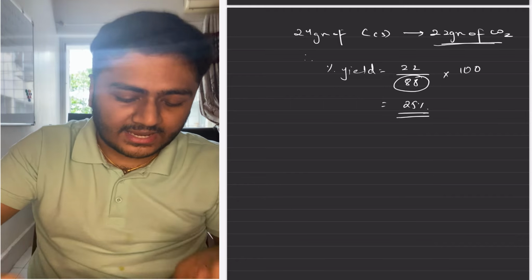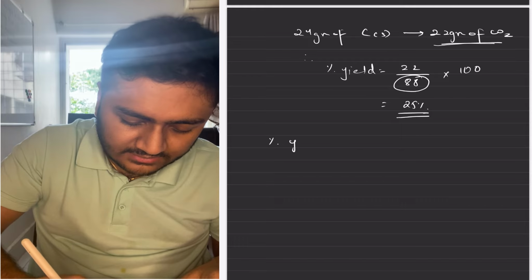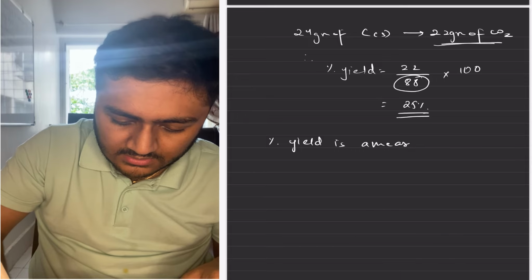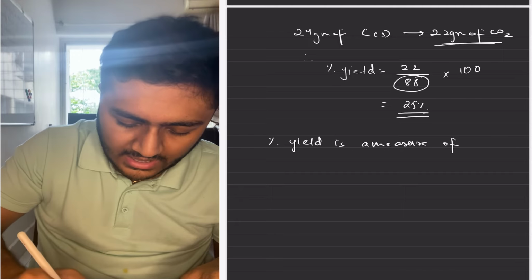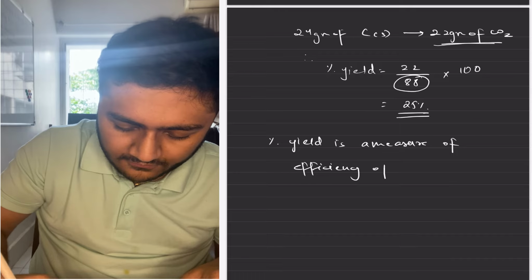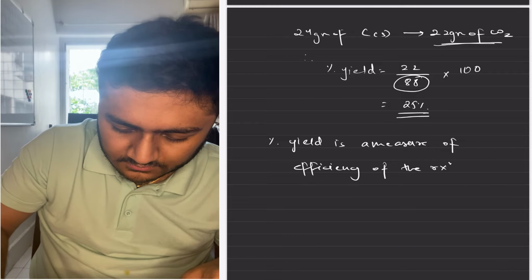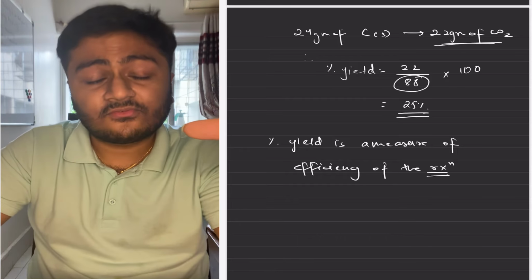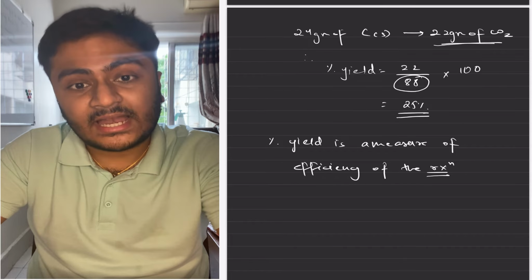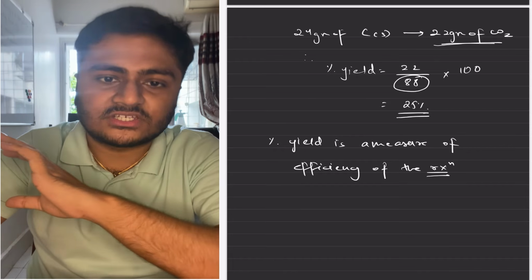So I can say that percentage yield is a measure of efficiency of the reaction. If the actual product was also 88 grams, it means that the reaction is 100% efficient.